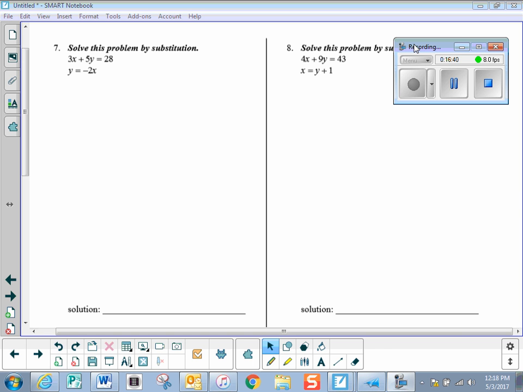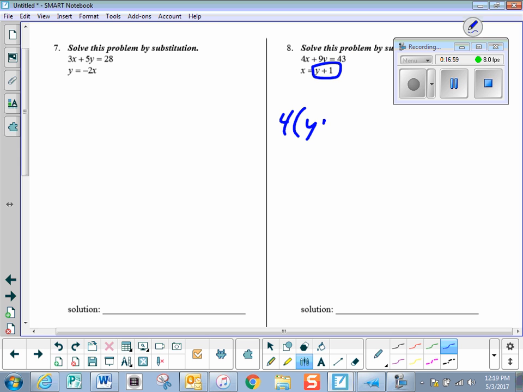Number 8, I just see rounded. 2.9. All right, let's check this out, because you shouldn't have had to round. On number 8, instead of getting y alone, we get x alone. And what am I going to replace x with? Y plus 1. I'm substituting in y plus 1 for x in the top equation.